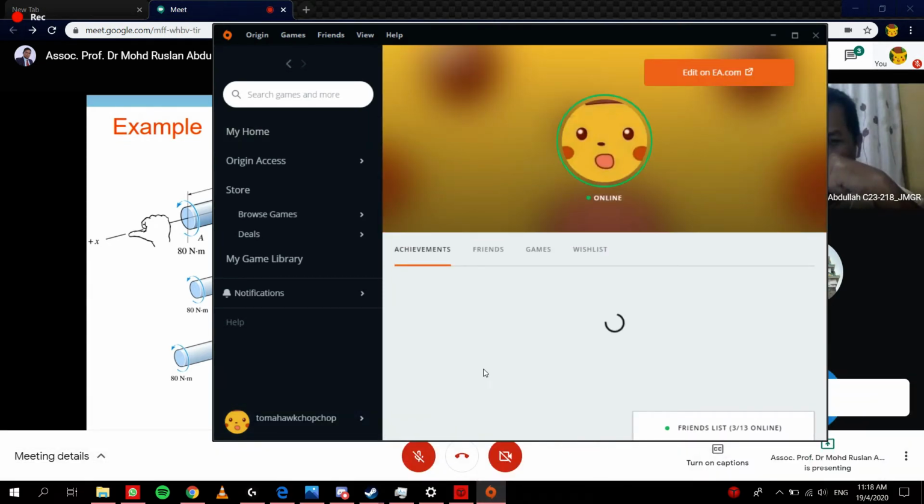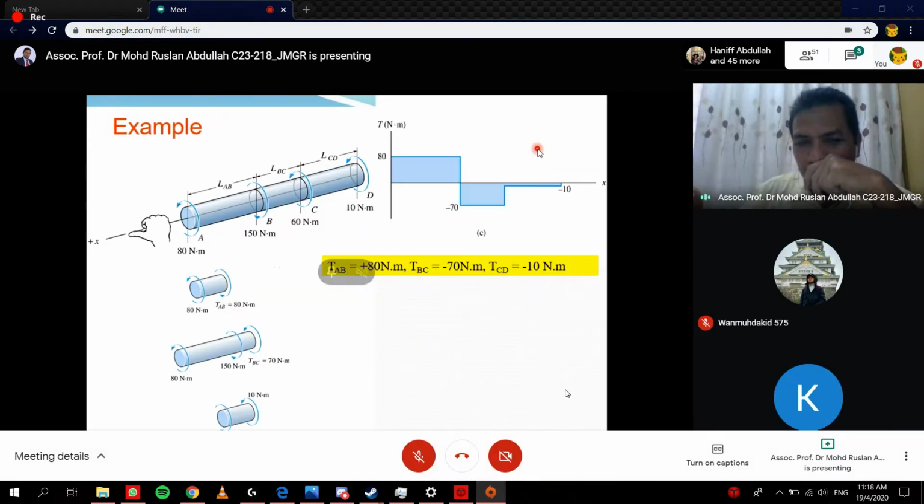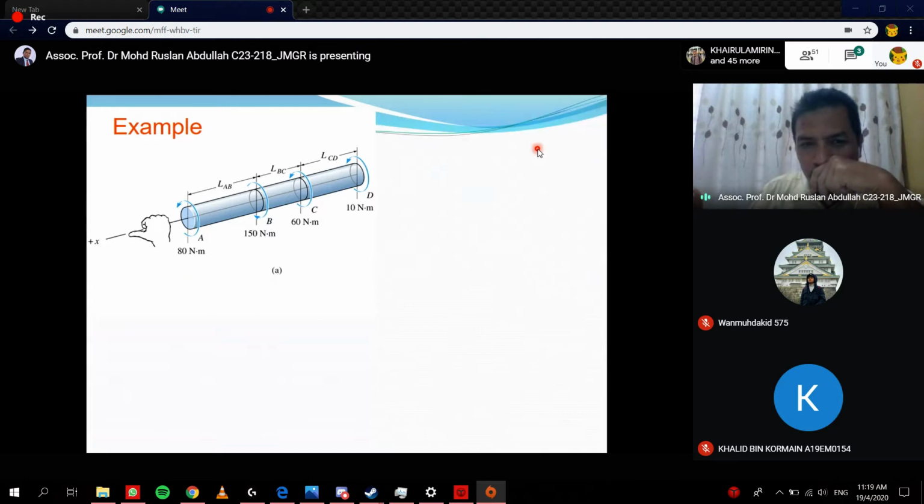Do you understand how to determine the net torque between AB, BC, and CD? Kurang faham lah, doktor. Macam mana kita determine dia positif atau negatif? Okay, positive and negative is based on the right hand rule.